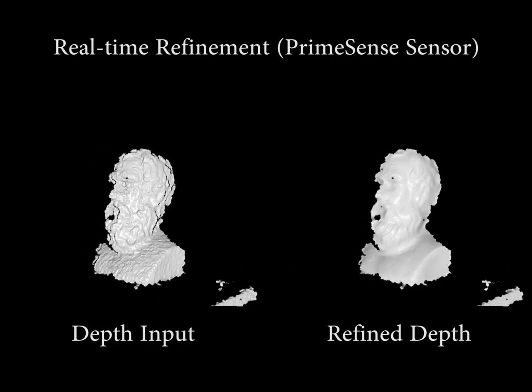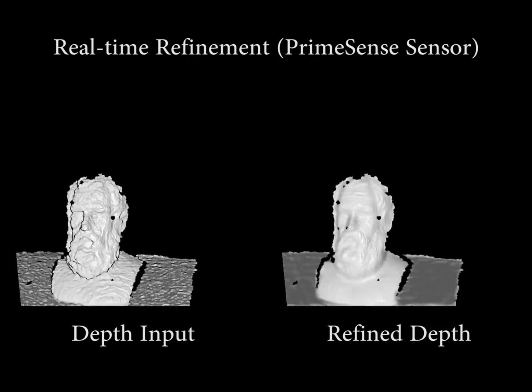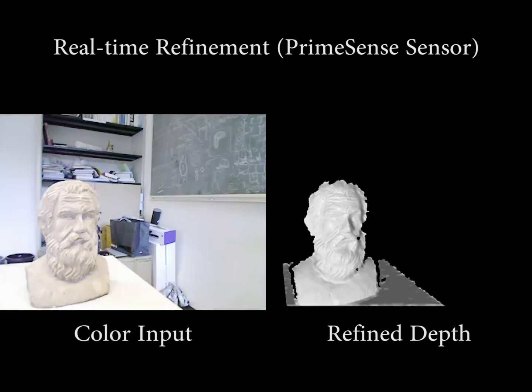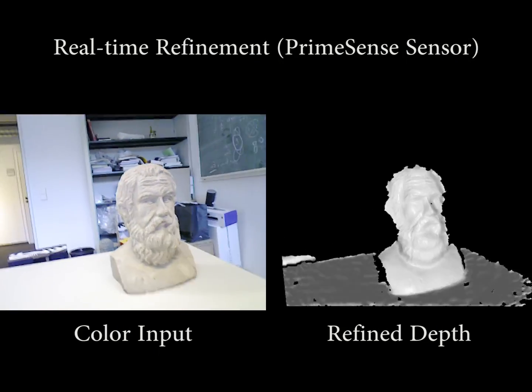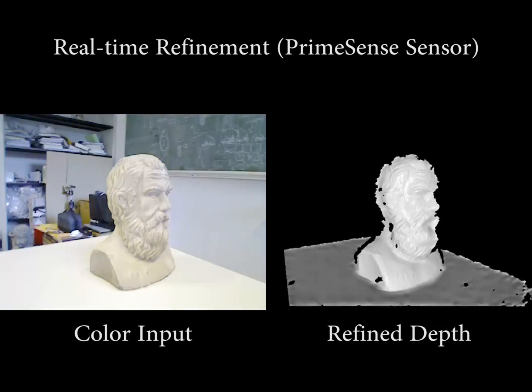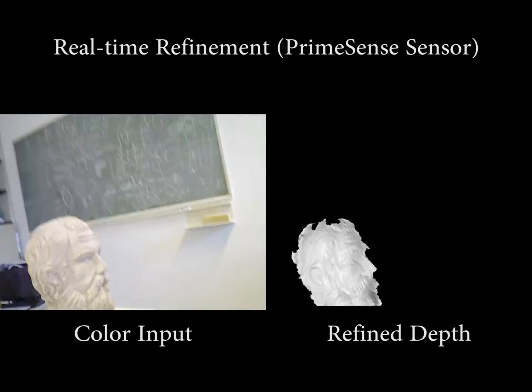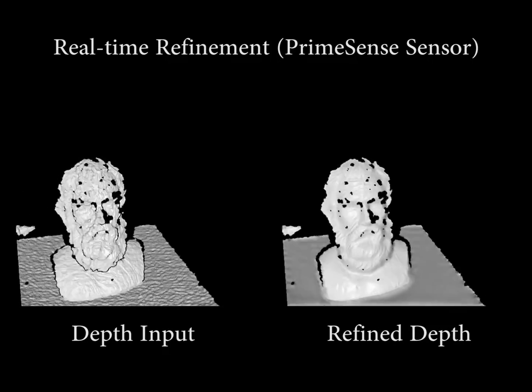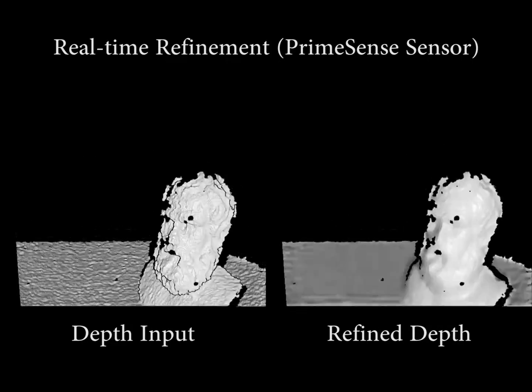Here we capture a statue of Socrates. Please note that the input RGB image is only at VGA resolution, but we still capture a great amount of detail. In this sequence, we enable the frame-to-frame ICP for correspondence finding and impose an additional prior term in the depth refinement. This stabilizes the refined depth even if the camera shakes considerably.